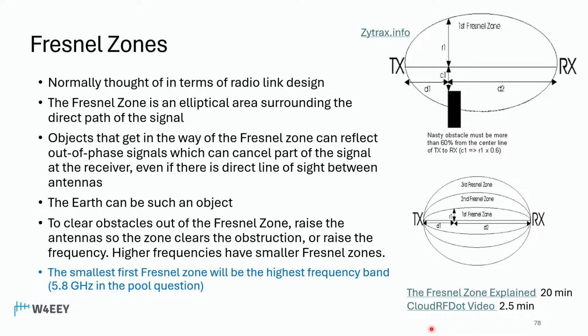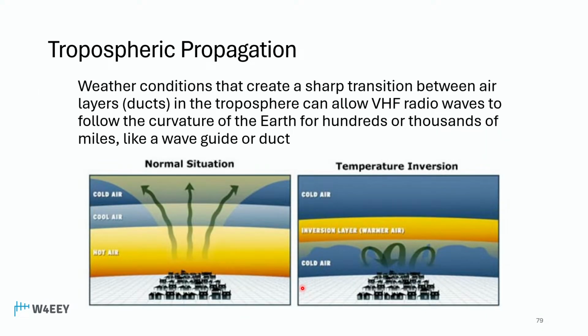This short video down here, cloudrf.video, 2.5 minutes, they actually use the modeling software to show obstacles in the path. Of course, somebody would have to go out there and survey the site in advance. And then you can see graphically what happens if you raise the frequency or raise the antennas to clear that zone. If you're curious about this and want to know more, some really good references here. If you're not curious, which is fine with me, just know that the smallest Fresnel zone will be the highest frequency band of the options available.